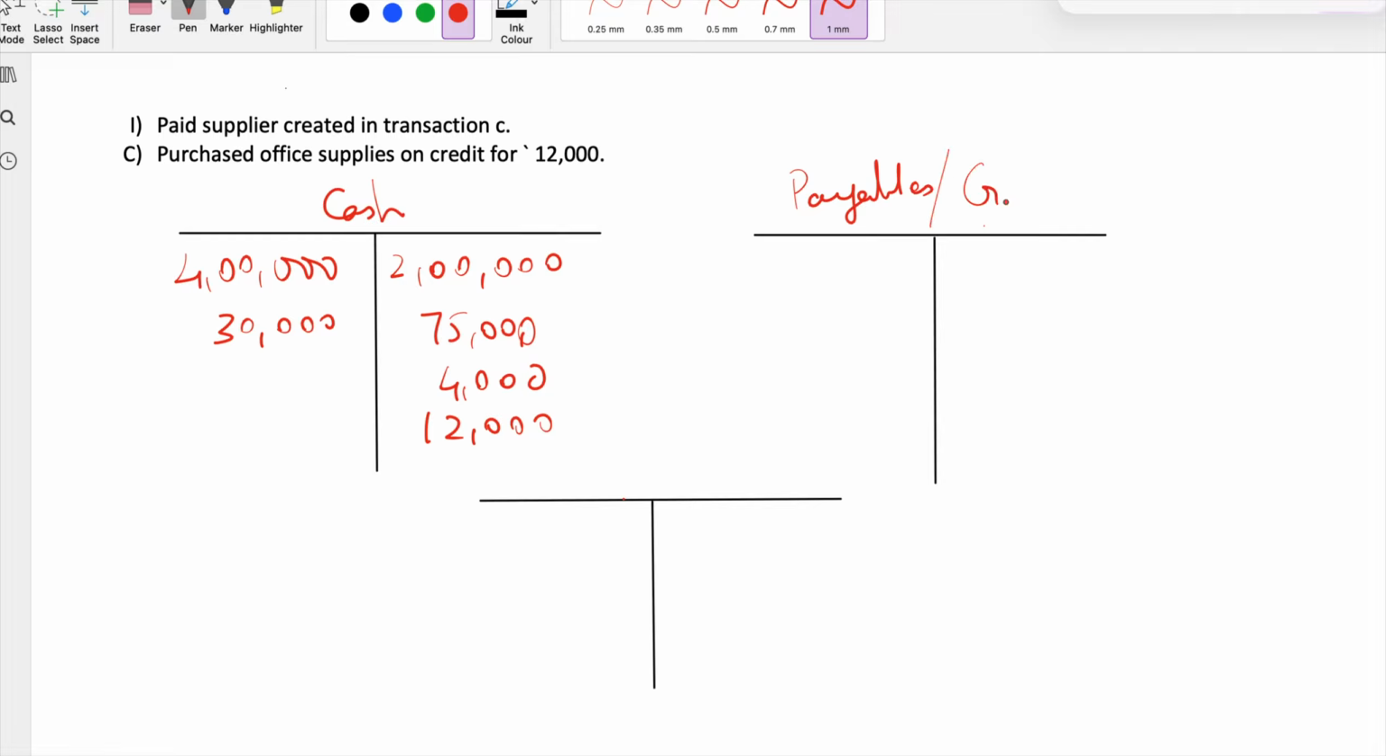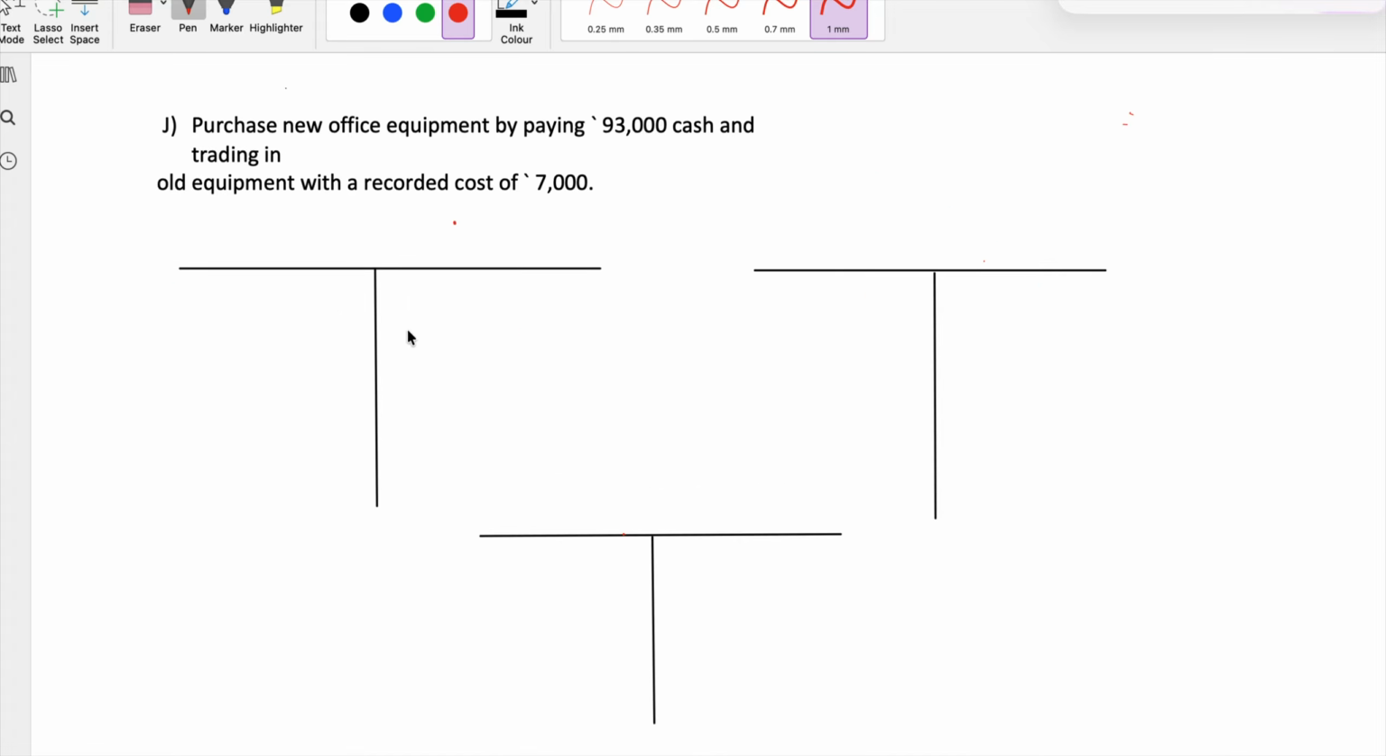And here payables or creditors, we already have 3 lakh, right? 12,000 this transaction, and there is one more credit purchase. Now there is a decrease in creditors, so decrease in creditors means we will debit it. So asset is going out, we have credited, decrease in creditors, we are debiting, one debit entry and one credit entry.